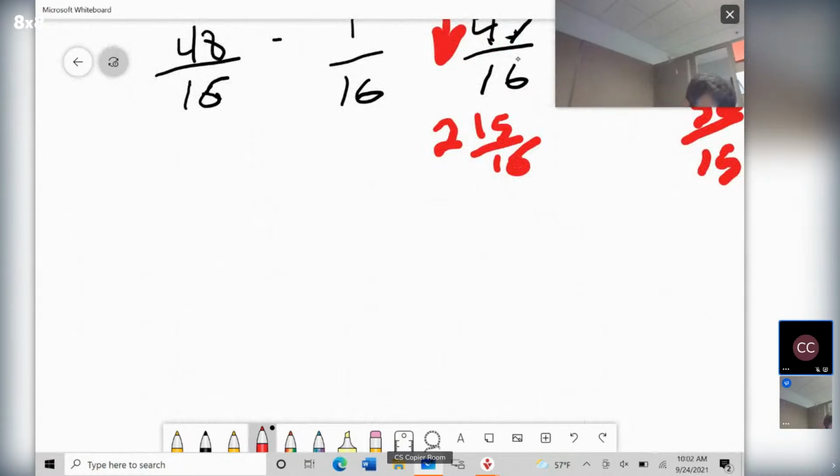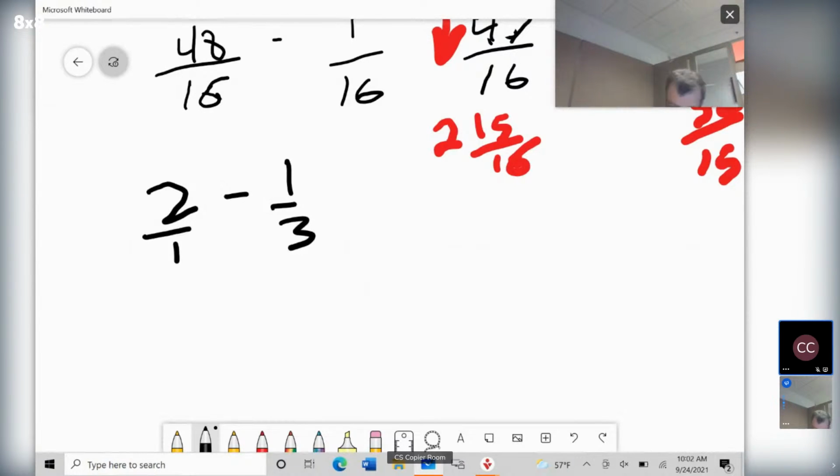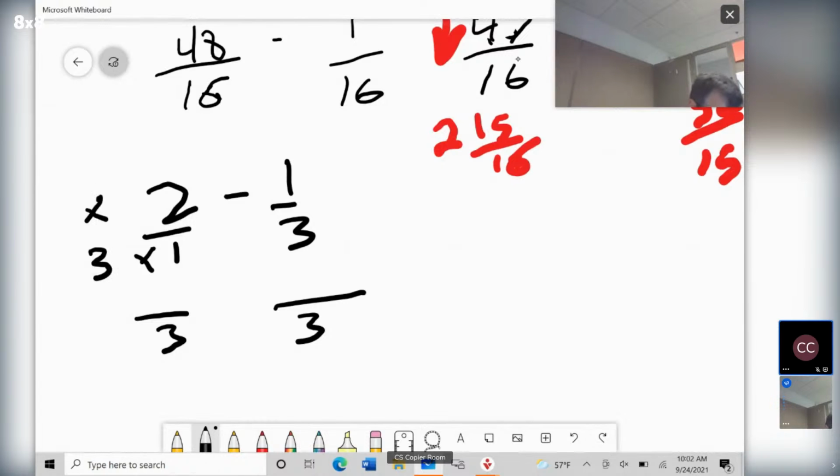Let's do 2 minus 1/3. So we're going to put that 2 over 1. And we know both 1 and 3 go into 3, so 3 is going to be our common denominator. That's 1 times 3, so I have to multiply 3 times the top. So it's 6 over 3 minus 1 over 3.